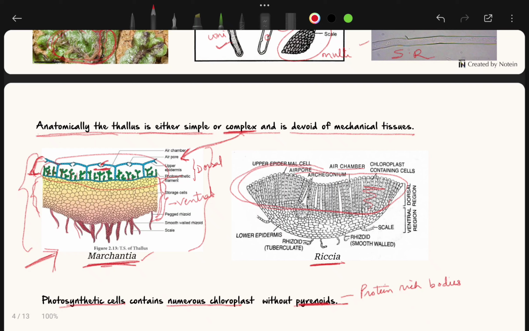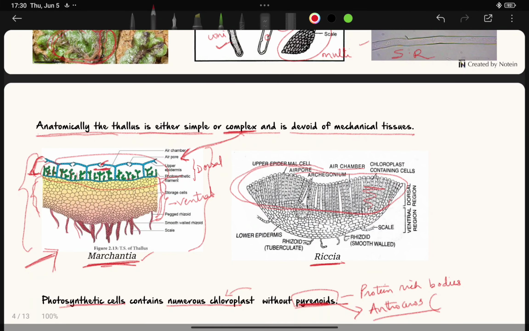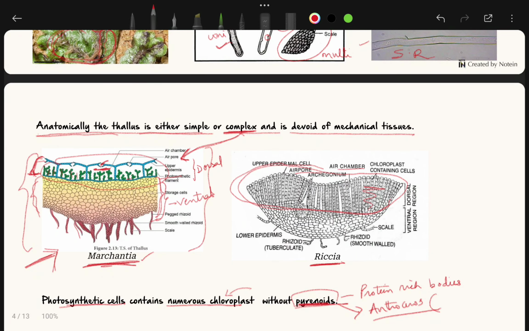Okay, so these pyrenoids are nothing but protein rich bodies that are present inside chloroplast, and they help in carbon fixation, and they also help in the storage of starch. They are commonly seen in algae, but they are absent in liverworts. They are present in Anthoceros, which belongs to the second class, Anthocerotopsida. So pyrenoids are totally absent in case of liverworts.